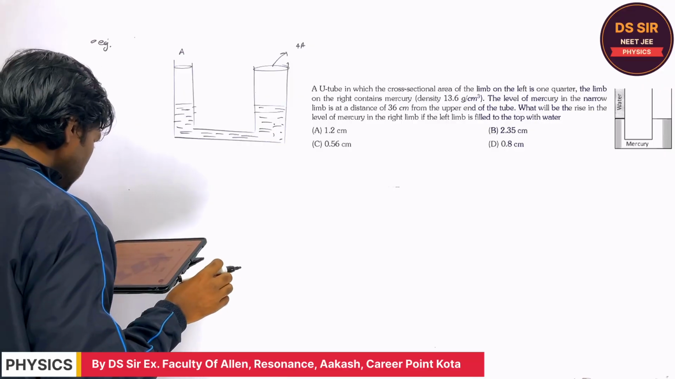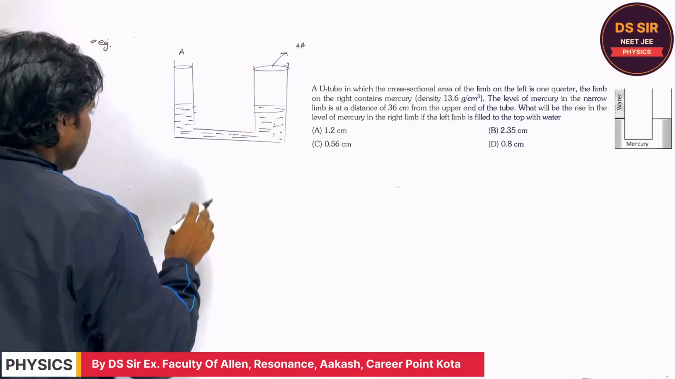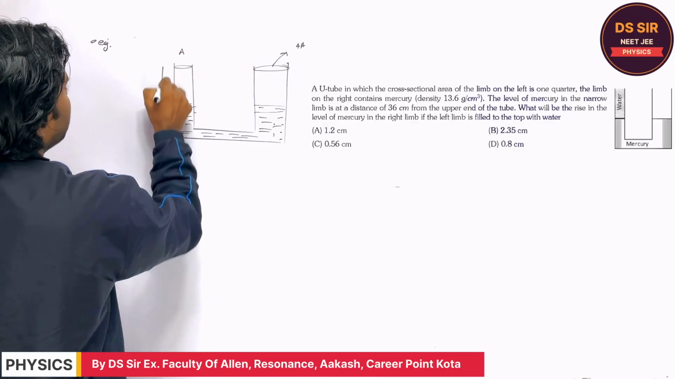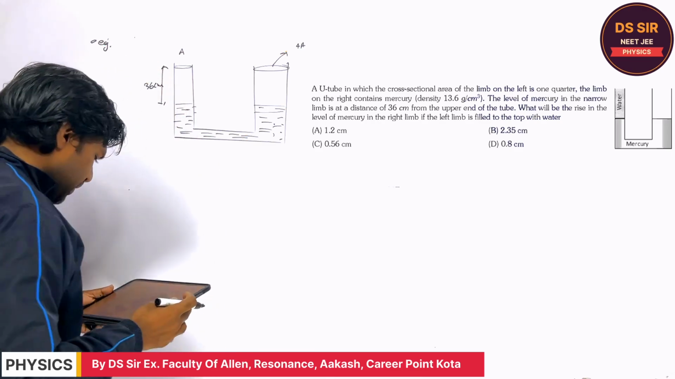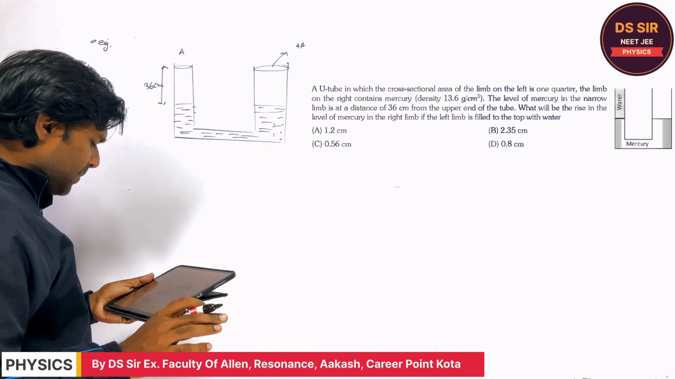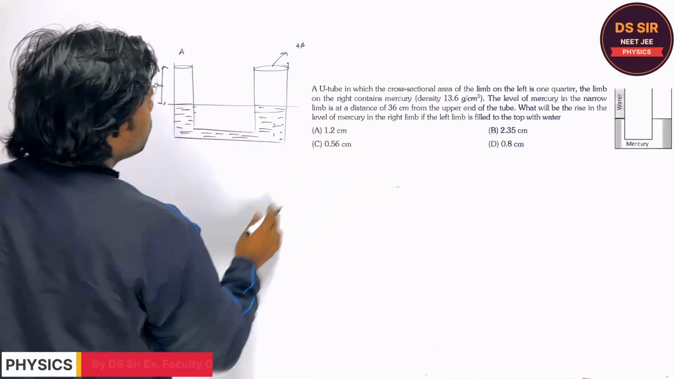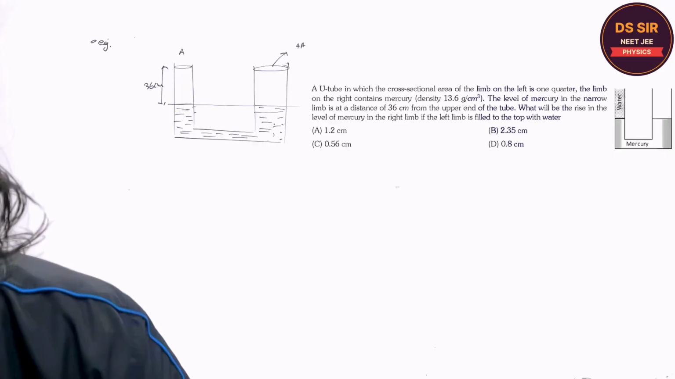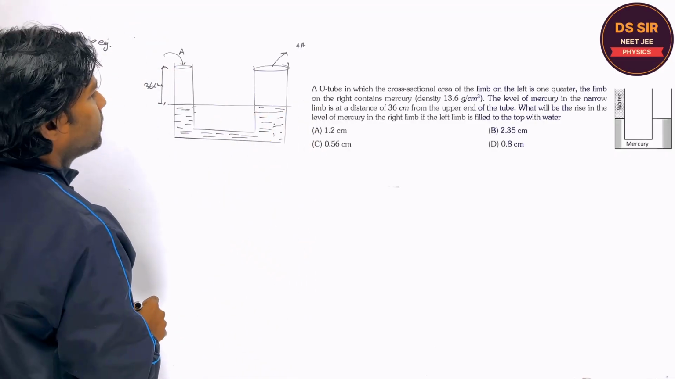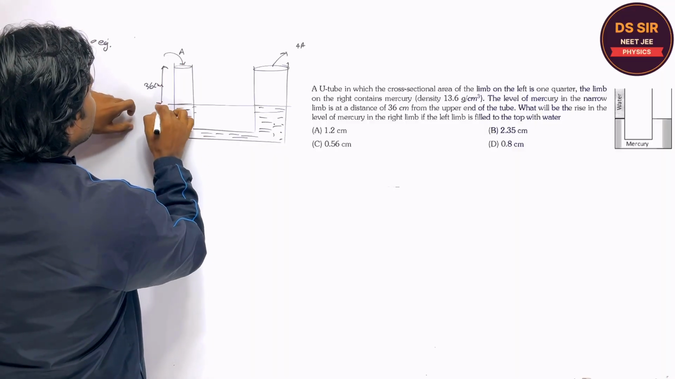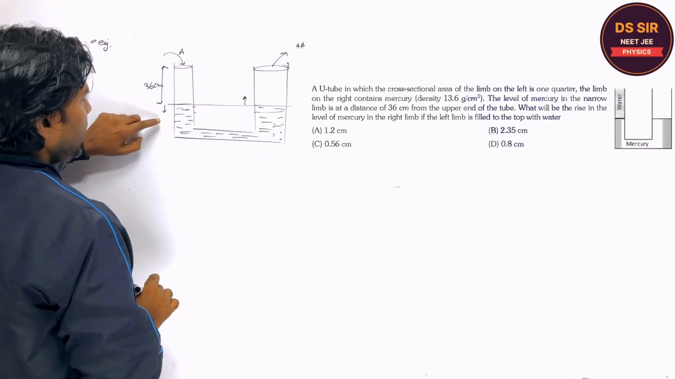And according to the question, the level of the mercury in the narrow tube limb is at a distance of 36 centimeter from the upper end. This is the upper end, and the level of this mercury is 36 centimeter in the narrow limb. You understand or not? So what will happen? Initially both are at equal level, right? And now when you fill the water, what will happen? Tell me. This level will move down and this level will move up, right?